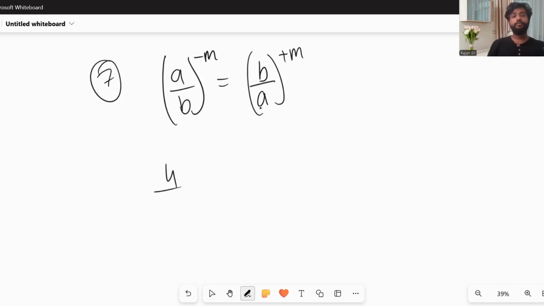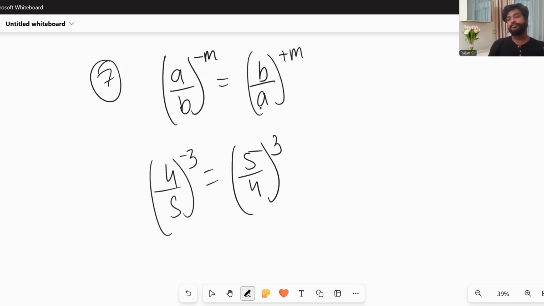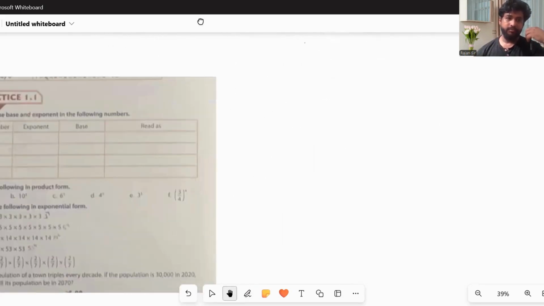So you have, let's say, 4 by 5 raised to minus 3. I can write 5 by 4 raised to 3. So just invert the fraction and take the power to be positive. That's it. So let's start with the very basic part.